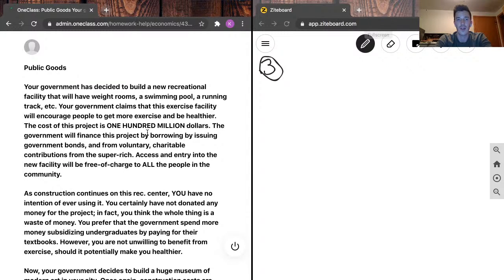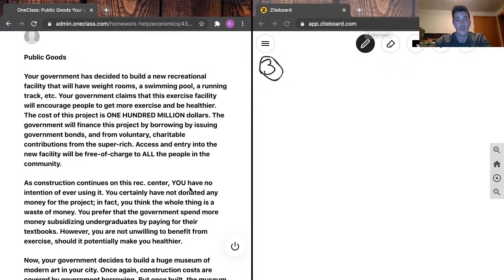a running track, etc. Your government claims that this exercise facility will encourage people to get more exercise and be healthier. The cost of this project is $100 million. The government will finance this project by borrowing, by issuing government bonds, and from voluntary charitable contributions from the super rich. You actually see this pretty often, like maybe your local rec center is named after somebody. Or you might see this at universities and things of that nature.